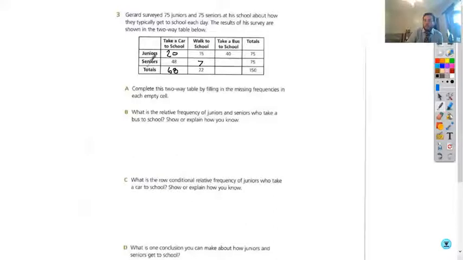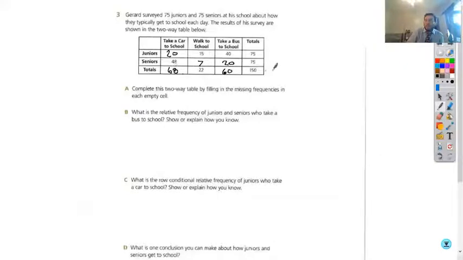For seniors in this row, there are 75 total. If we want to find what's missing here, we're going to subtract 48 and 7 from 75. If we add 48 and 7 together, we get 55. 75 minus 55 is 20. And now to get our total down here for those that take a bus, we can just add those 40 plus 20 together and get 60.